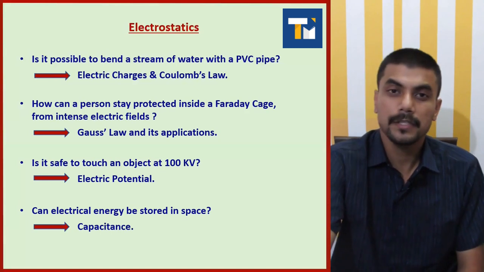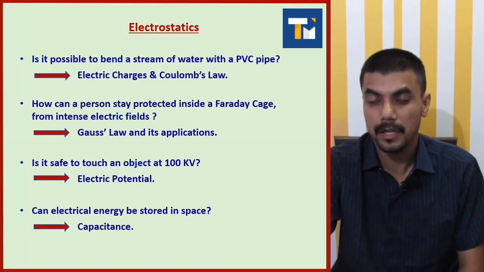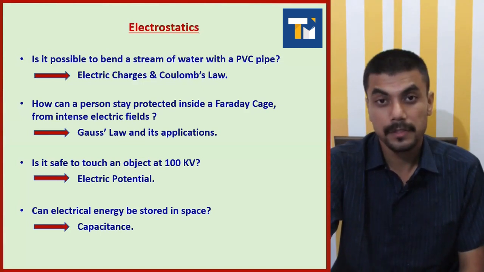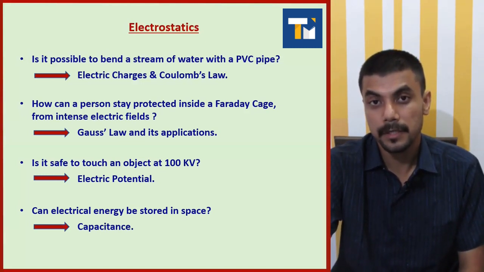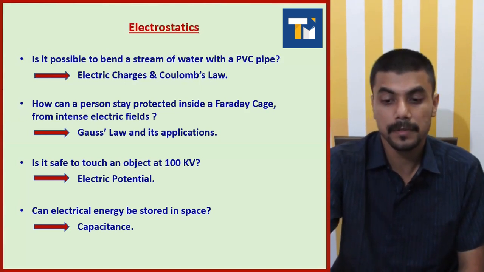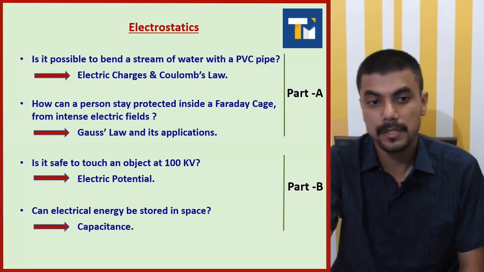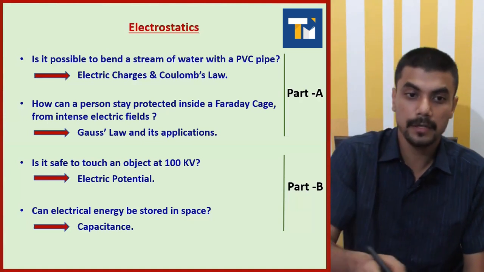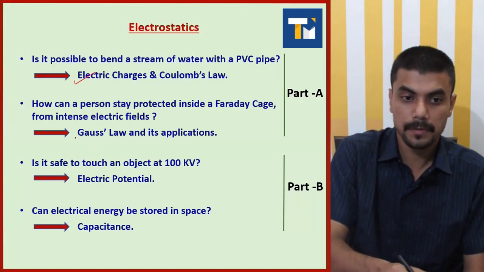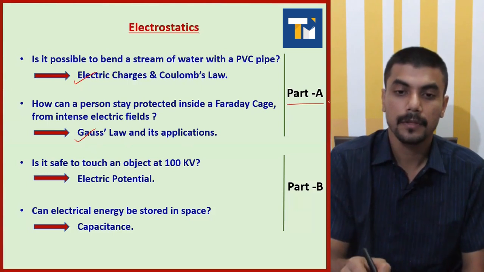So these are roughly the chapters that we will cover in our discussion on electrostatics. However, this is going to be quite an elaborate discussion, and as a result, we are going to further divide these chapters into two parts. The first part, part A, as you can see, is going to cover electric charges and Coulomb's law and Gauss's law and its applications. So this chapter and this chapter will be a part of part A of our discussion.